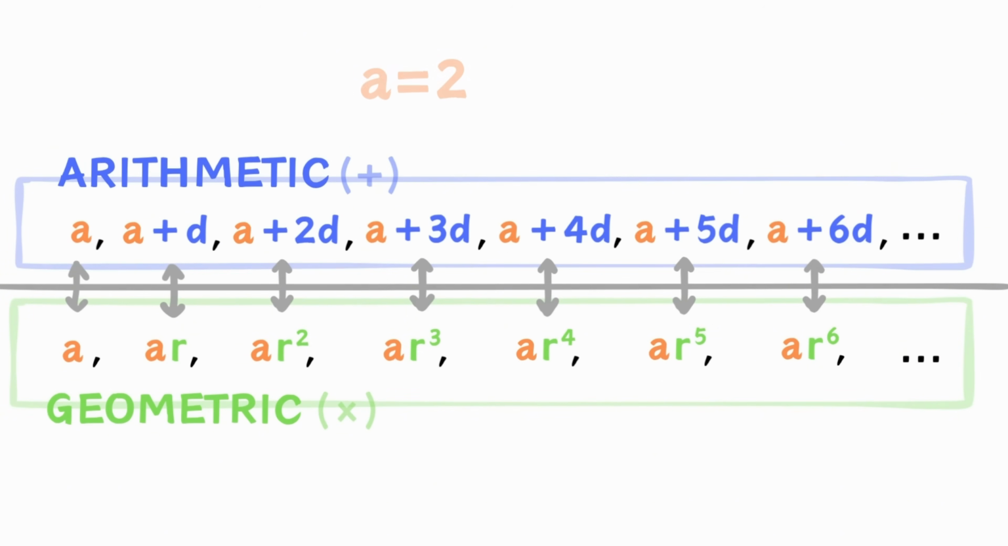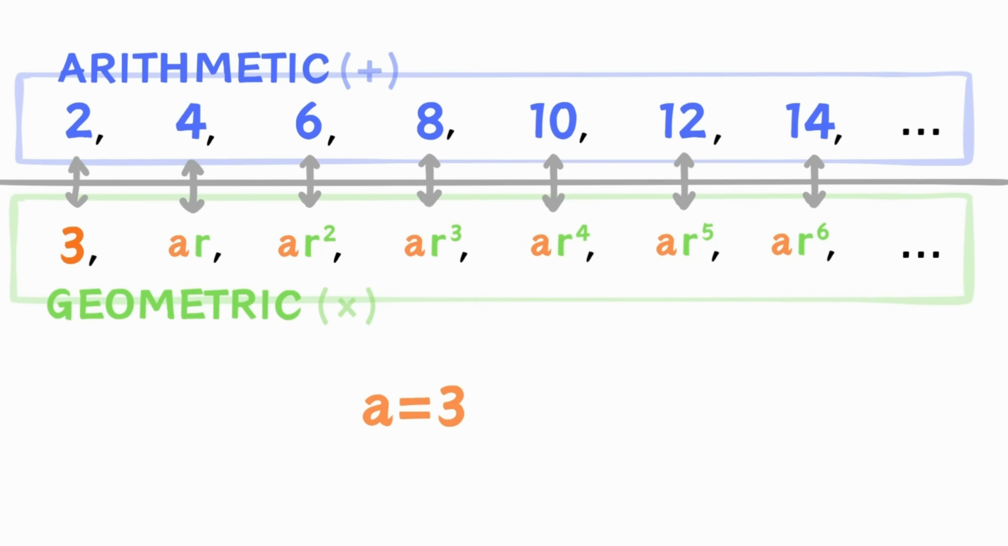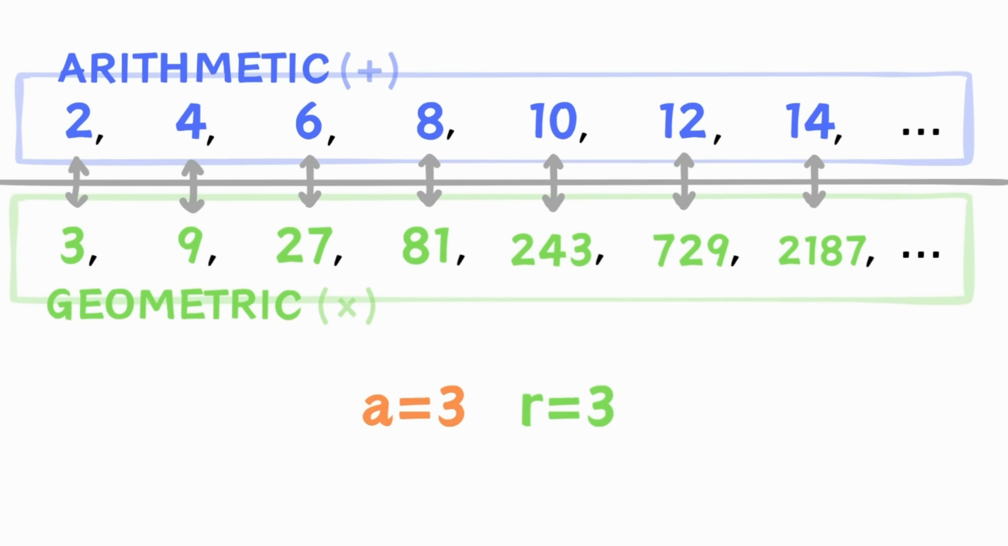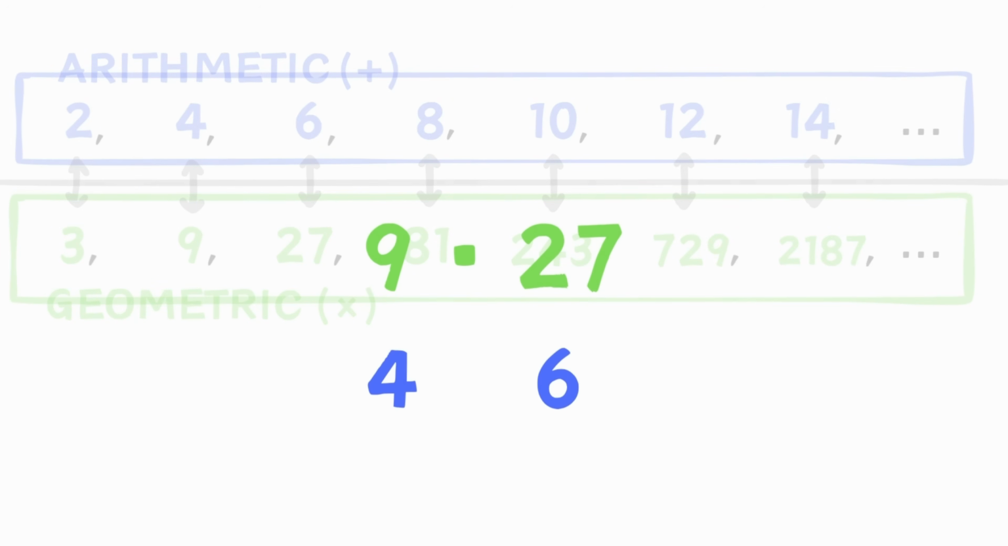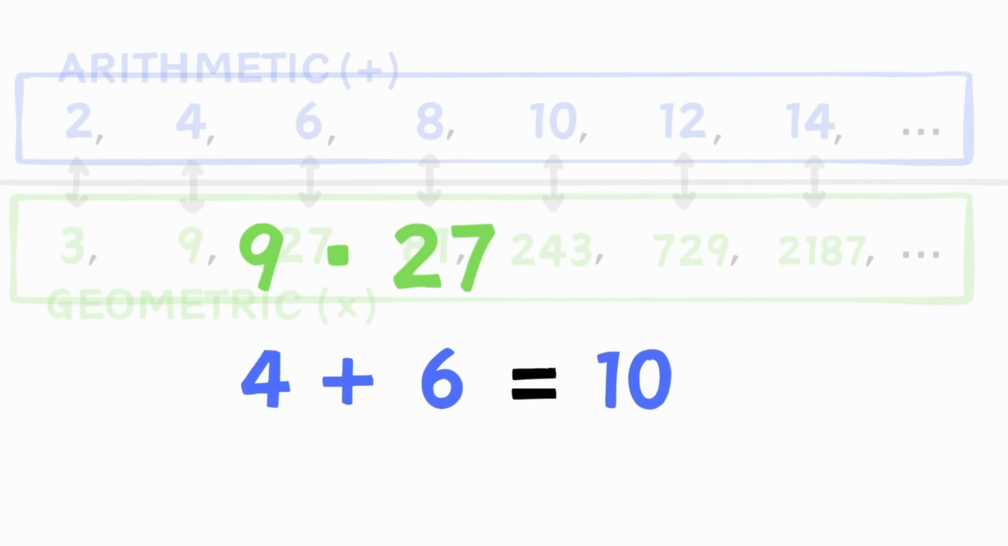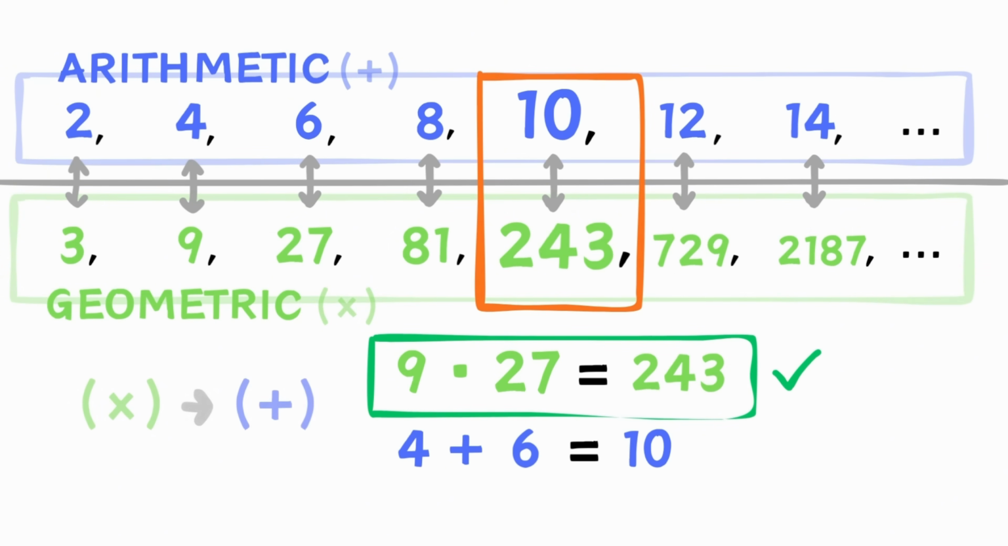The arithmetic series will start at 2, and let's give it a difference of 2. It doesn't really matter what we pick. For the geometric series, let's start at 3 and give it a common ratio of 3. Now, say we are multiplying 9 by 27. We know that 9 corresponds to 4, and 27 corresponds to 6. If we add 4 and 6, we get 10. The term in the geometric series that corresponds to 10 is 243, which happens to be the product of 9 and 27. Multiplication became simple addition.